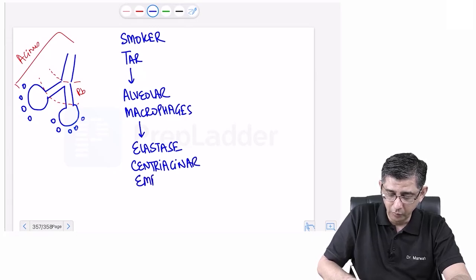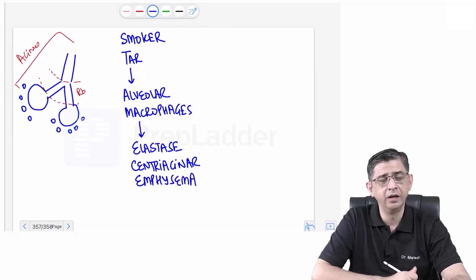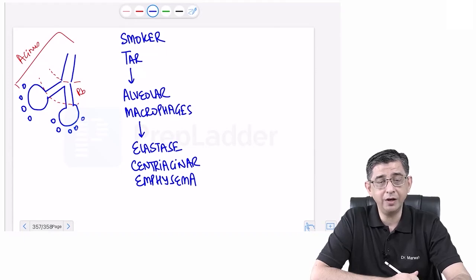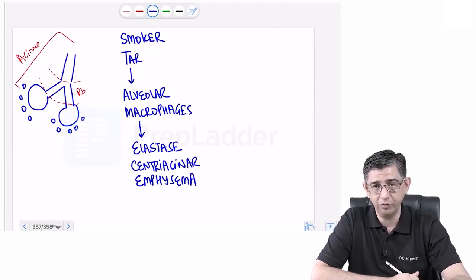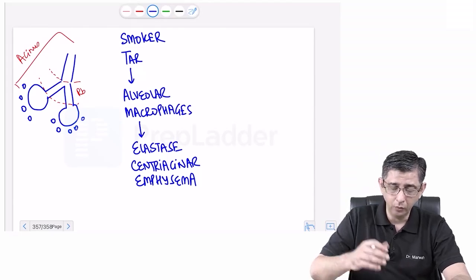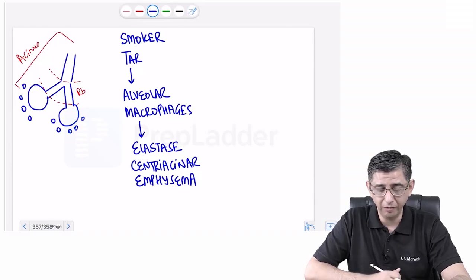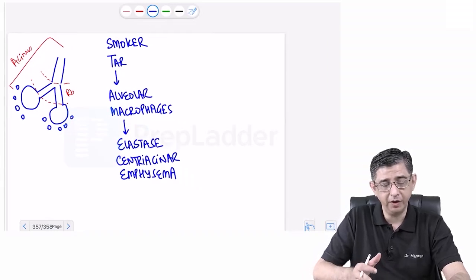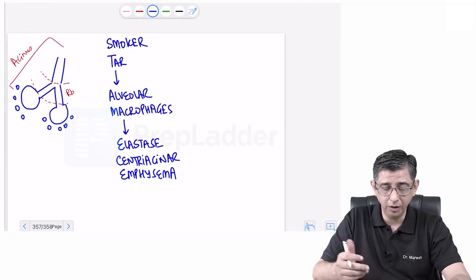So both books, both Robbins and Harrison, would be in sync with respect to the commonest variety. And I hope you recall in bronchiectasis, I've told you that the commonest variety that you find from the pathological perspective is the cylindrical variety.